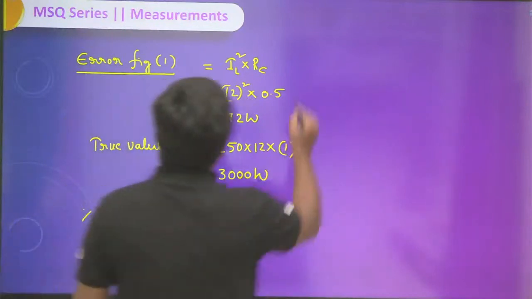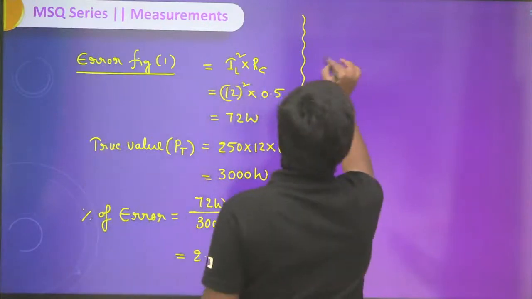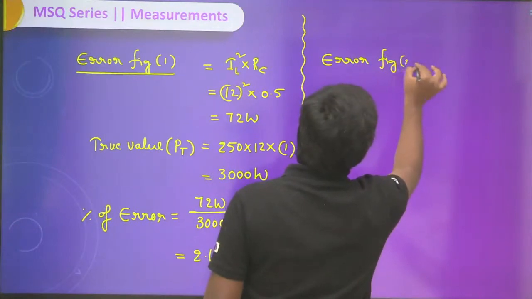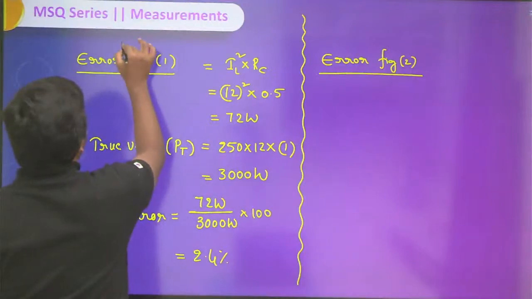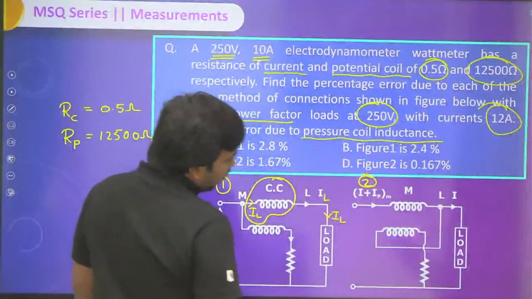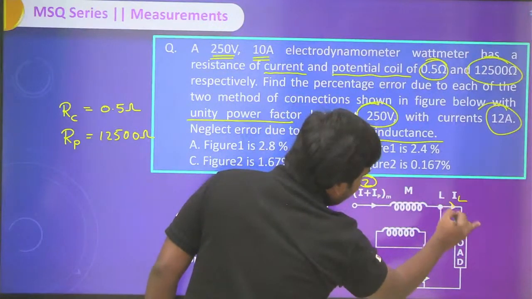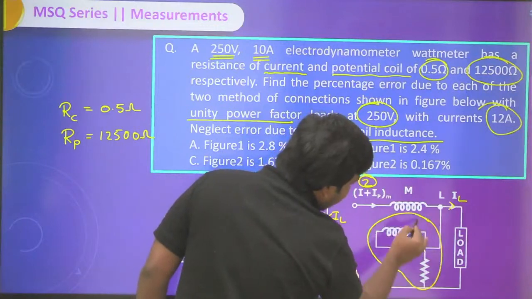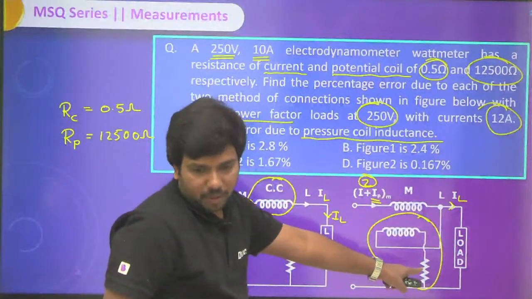This is one question. In the same question, we need to find the other answers also. So what could be the other value? The error from figure 2, that means connection 2. In this case, the load current flows happily into the load, but the voltage across the potential coil has a problem with the IP current, because some current will be dropped through the potential coil resistance.